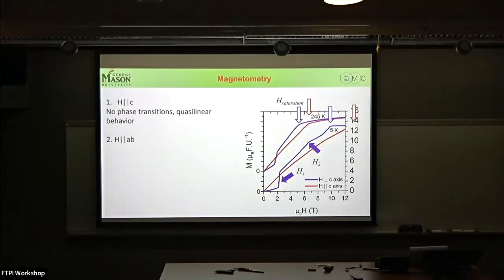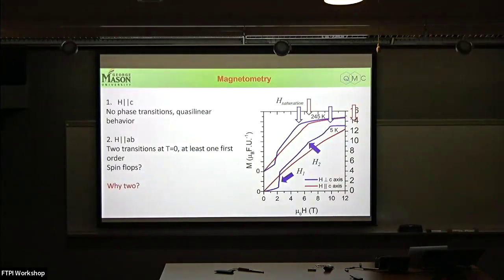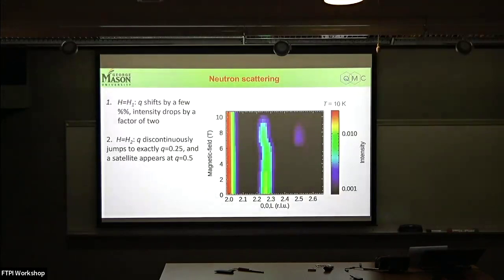Of course, if it's perpendicular, nothing happens. So the question that was experimentally posed to me was, well, yes, we understand what that is, but what is happening here in magnetic transitions? They did neutrons, and neutrons are interesting because you start with a slightly incommensurate spiral here.